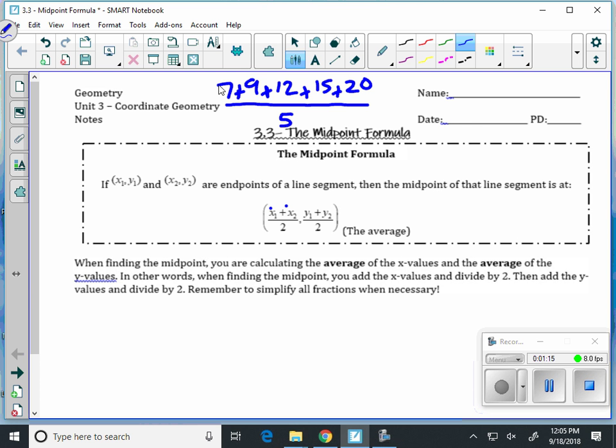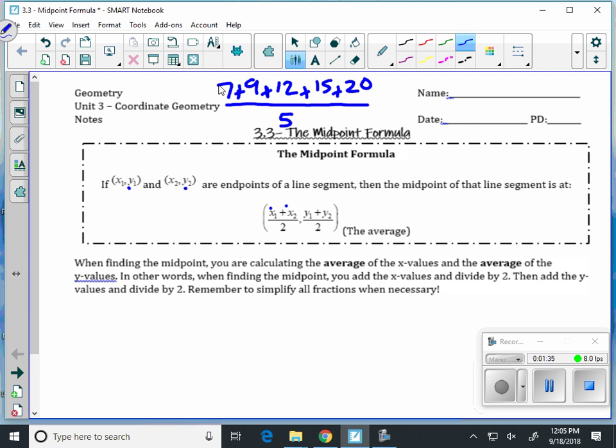Same thing with the y. We have 2 points. That means there's 2 y values, so we add our y values together, we added 2 things together, we divide by 2. That's all you're essentially doing when you're finding the midpoint, is you're just finding the average of those x and y values. Okay? And that gives you the middle.